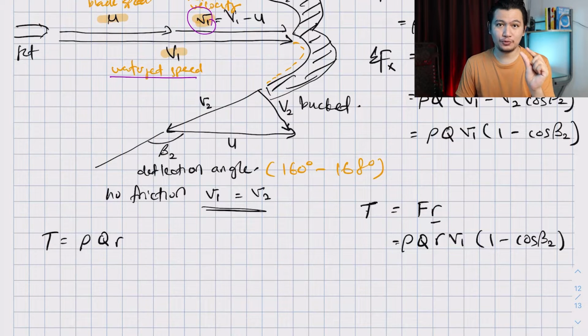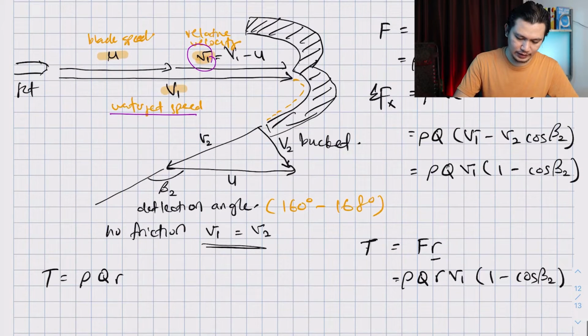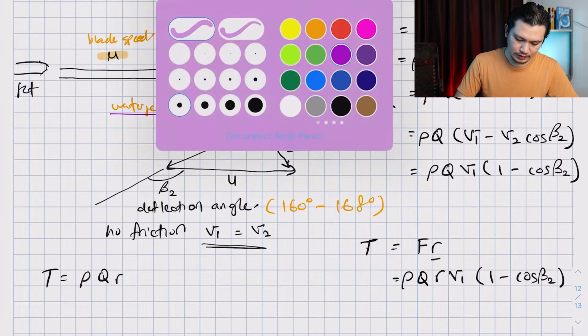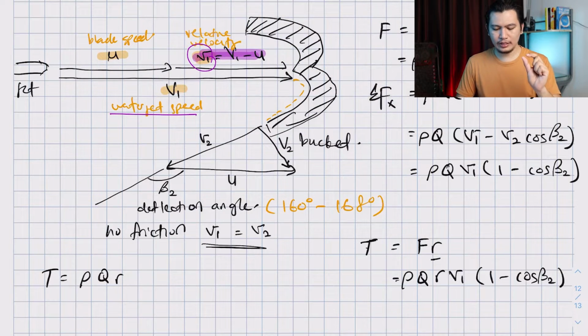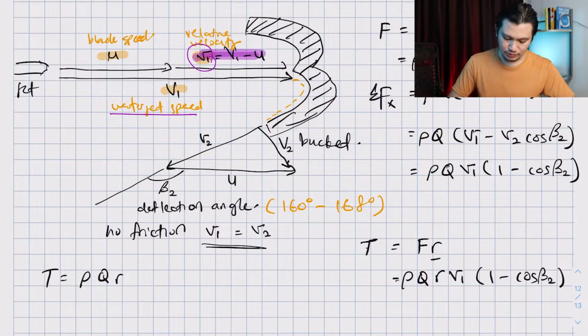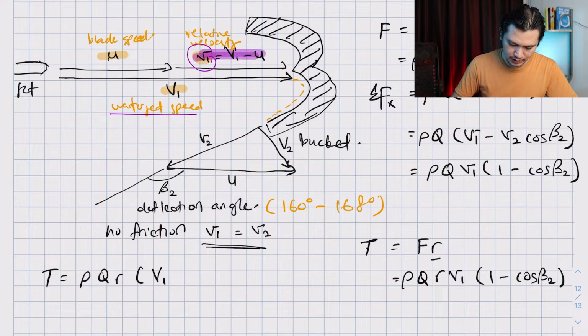And what is our v1? Our small v1 is this term: small v1 equals capital V1 minus U. So this is going to be capital V1 minus U, times (1 minus cos beta 2).